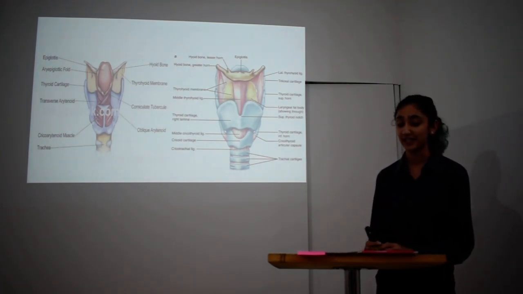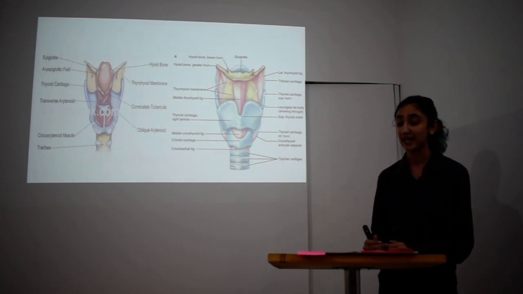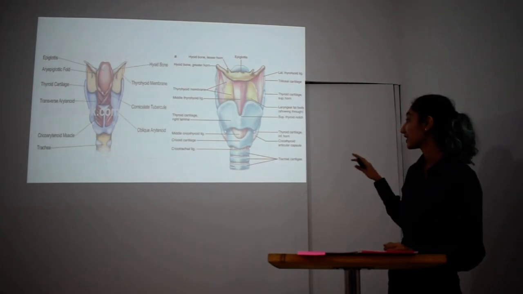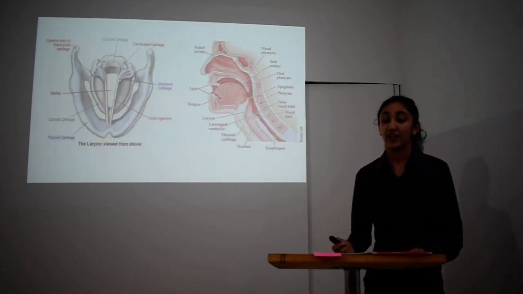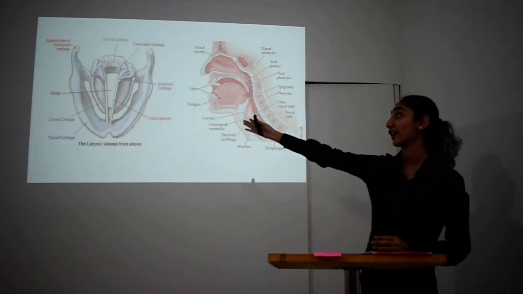The infraglottic cavity is inferior in the larynx. It starts with the inferior part of the vocal cords and ends near the first tracheal ring. Thyroid cartilage, cricoid cartilage and the epiglottis are all unpaired cartilages. And arytenoid, corniculate, cuneiform and triticeal cartilages are paired because you have 2 of them.